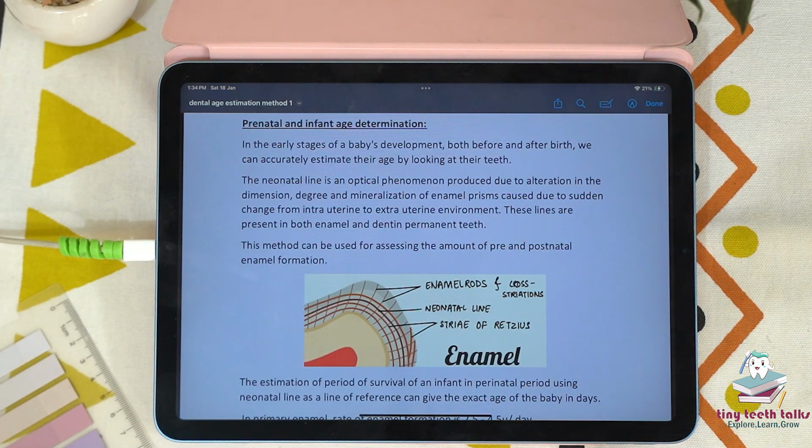Prenatal and infant age determination. Here is how it works. In early stages of a baby's development, both before and after birth, we can accurately estimate their age by looking at their teeth. Baby teeth start forming as early as 2 to 4 months before birth, and the first permanent molars start forming around 6 months before birth.